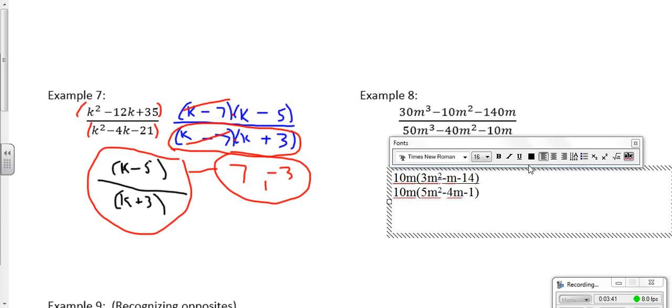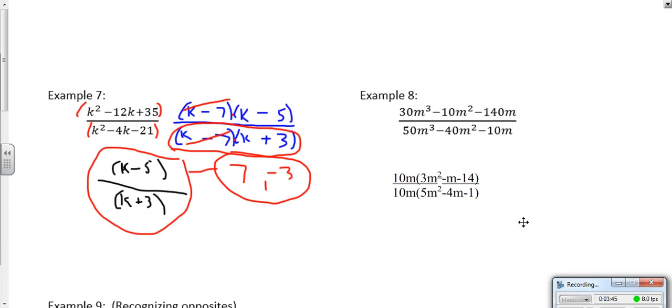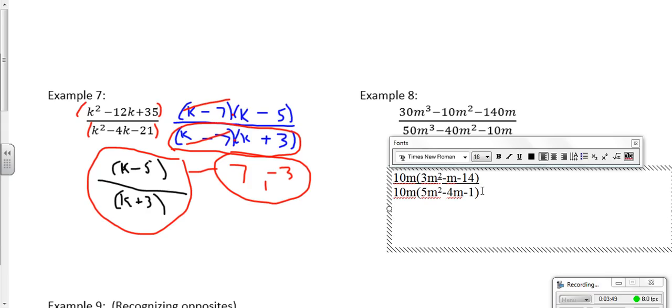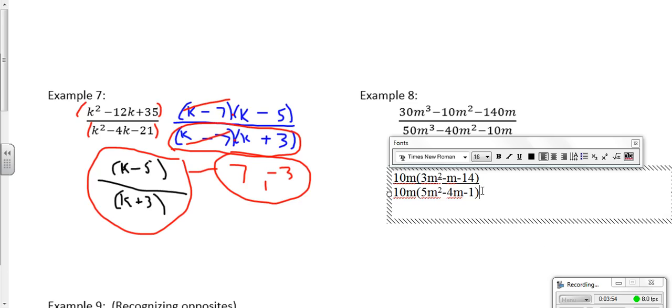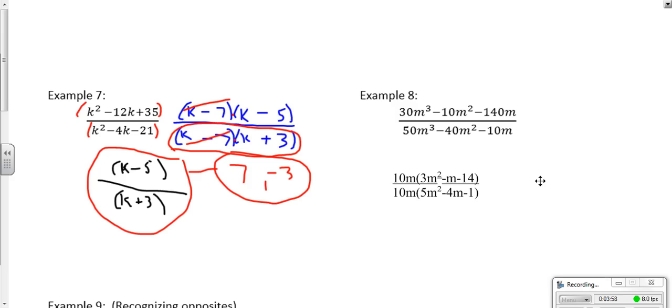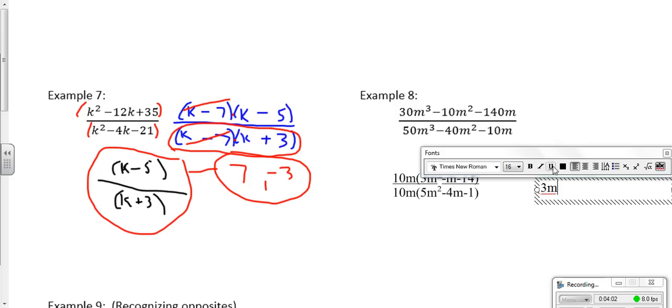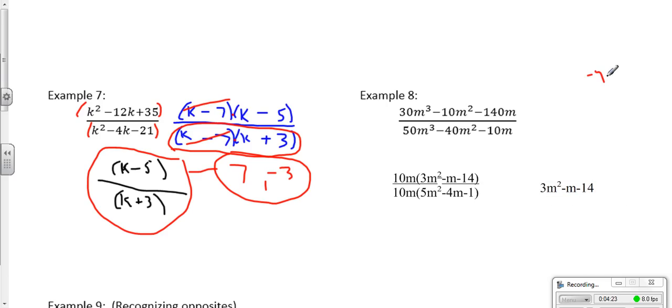I could cancel out the 10m's at this point, but let's look at the trinomials and see if they are factorable. Let's look at this separately. If I have 3m squared minus m minus 14, I have a product of negative 42 that needs a sum of negative 1. 3 times negative 14 is negative 42. That's my product. I need a sum of negative 1. So that would be 7 and 6, where the 7 is negative.